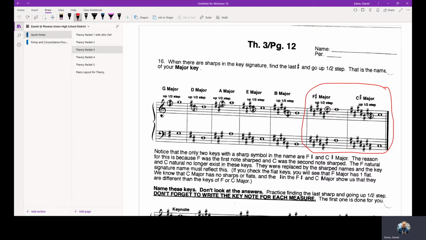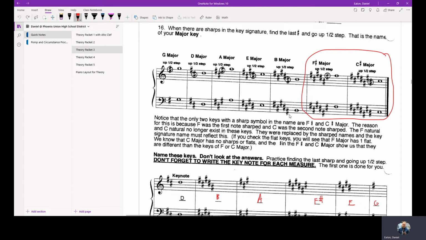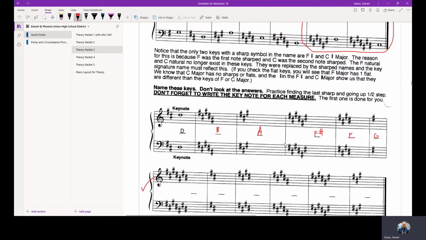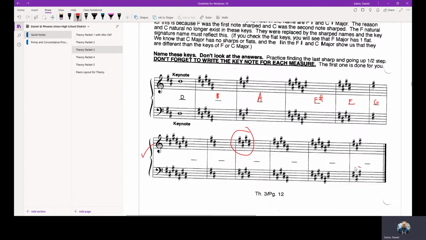Okay, so as you can see, for D major, C sharp, go up a half step. What's the next half step above C sharp? D. What's the next half step above A sharp? B. That would be B major for this. Okay, so a little bit more figuring that you have to do with this, but it's not too bad. So let's do this one for treble, and let's do this one for bass clef.